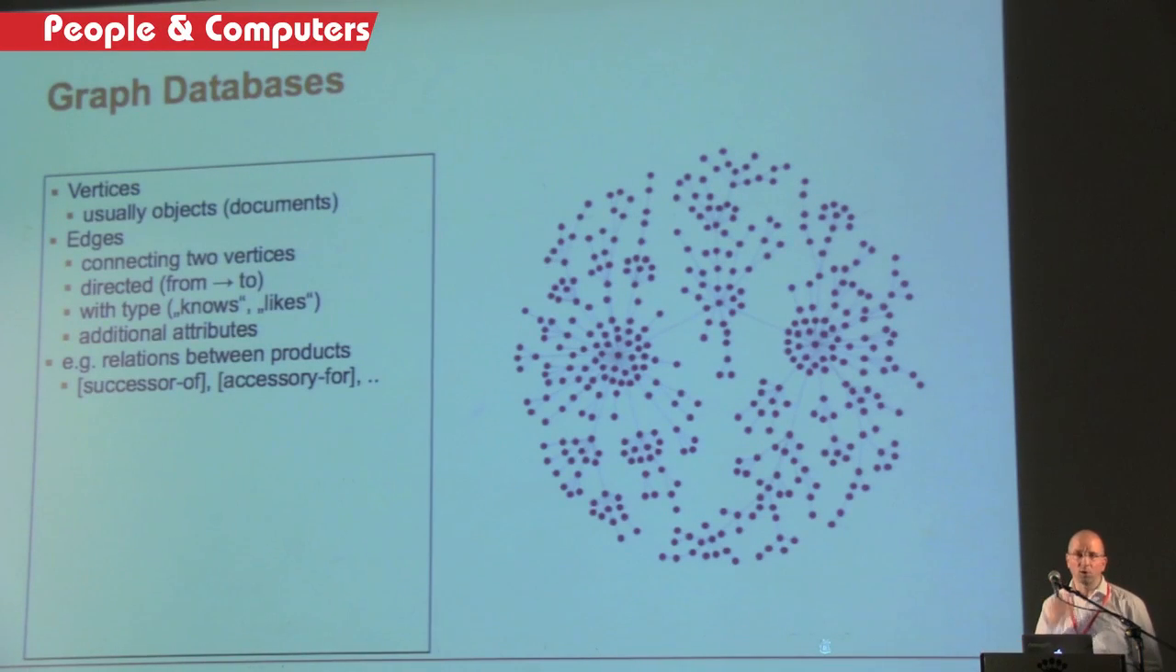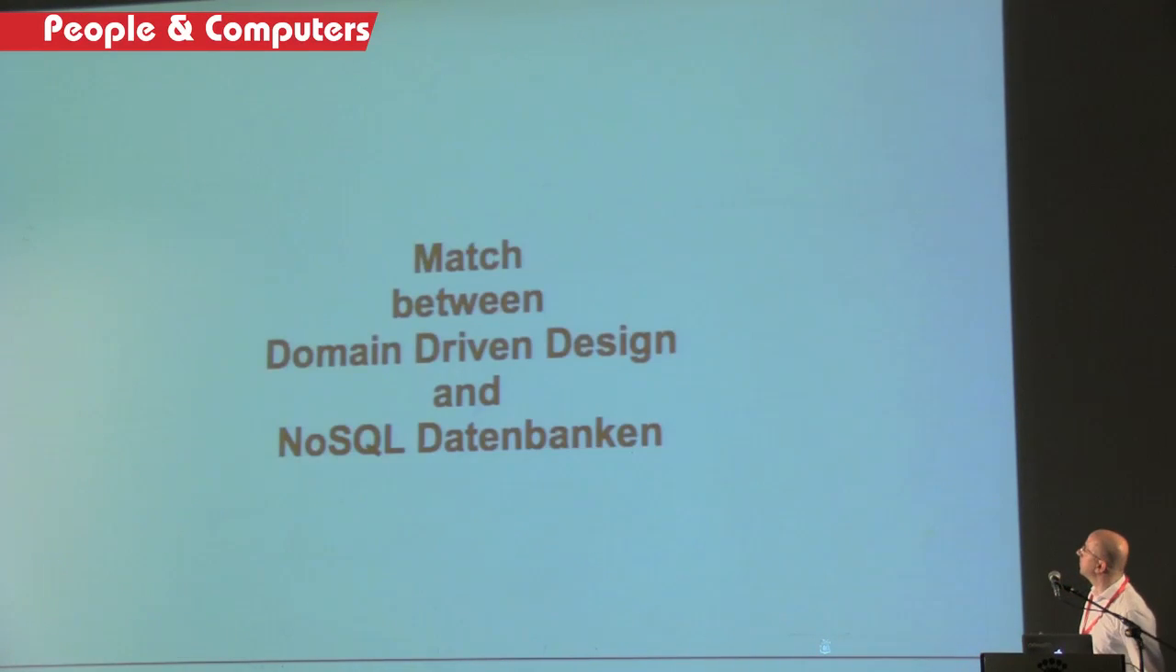Graph databases, we heard about graph databases before the break. They have edges and they have vertices, and you can, for example, use them to model the relation between, remember we're talking about a web shop, various products. One product is the successor of another product, or one product is an accessory to another product, and so on.